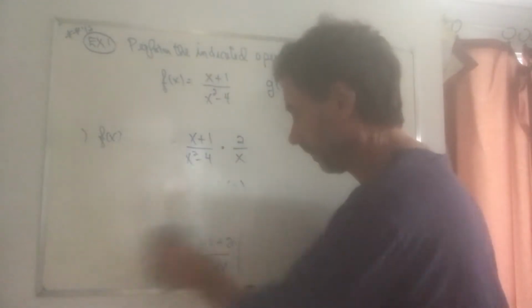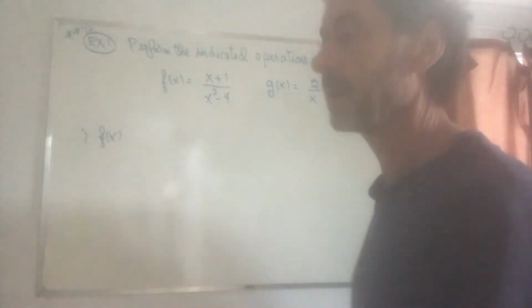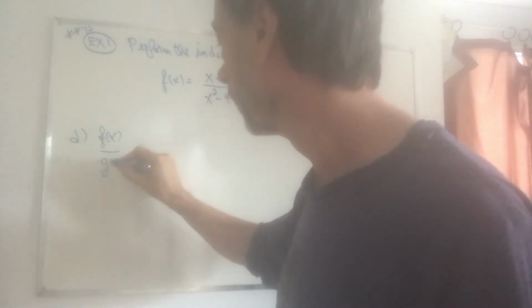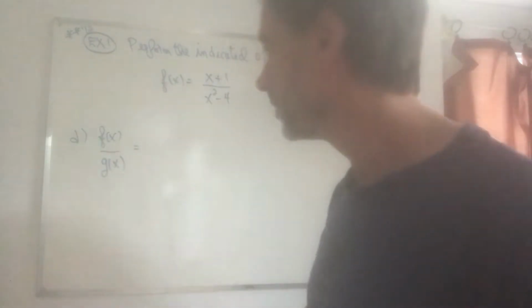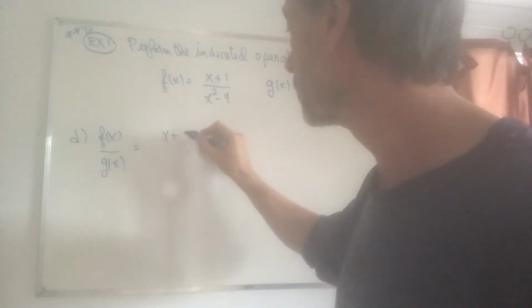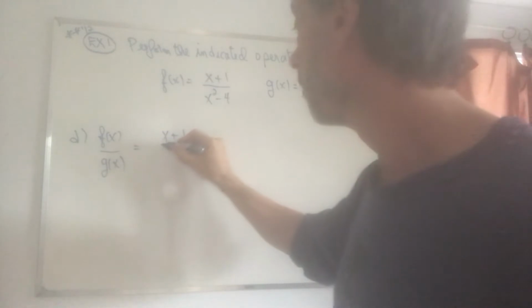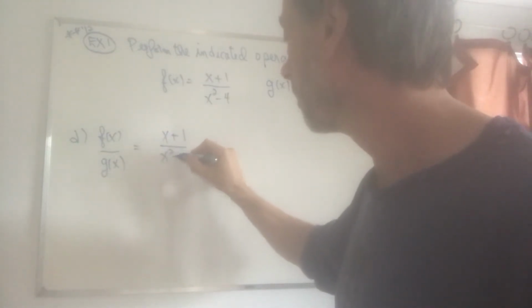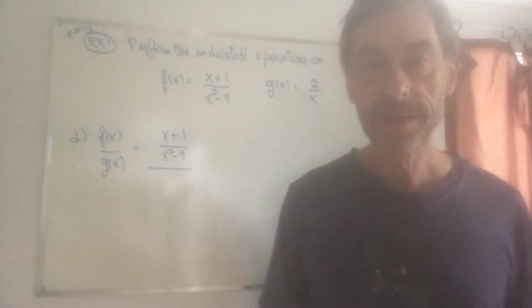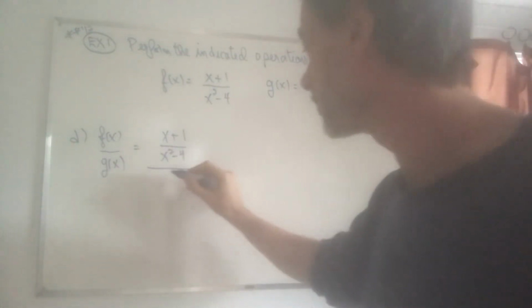All right, so let's do an example of division. Let us do an example of division. So f over g. So what is that? This is x plus 1 over x squared minus 4 divided by g, which is 2 over x.